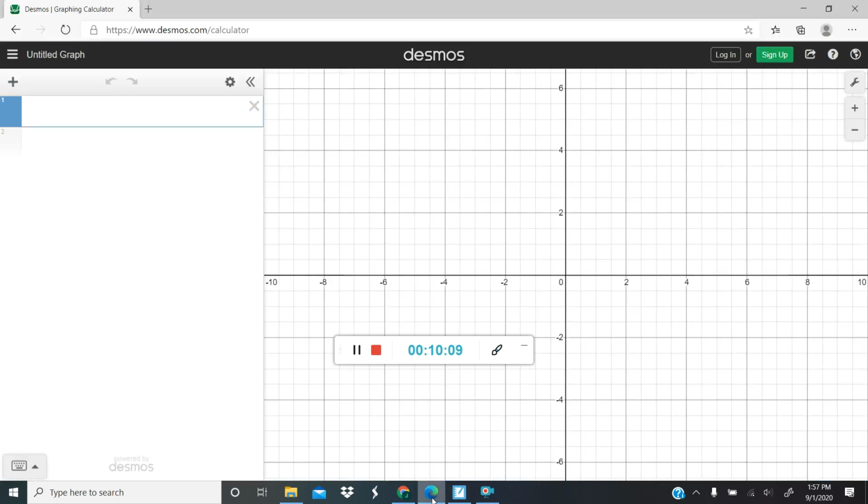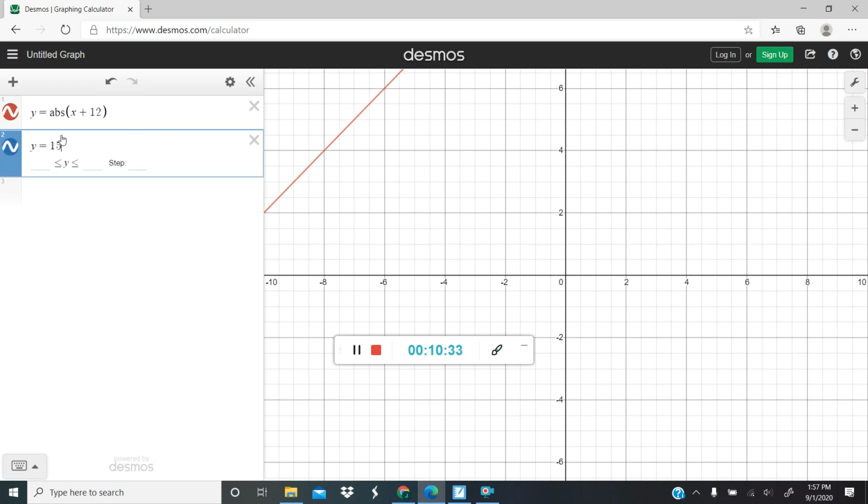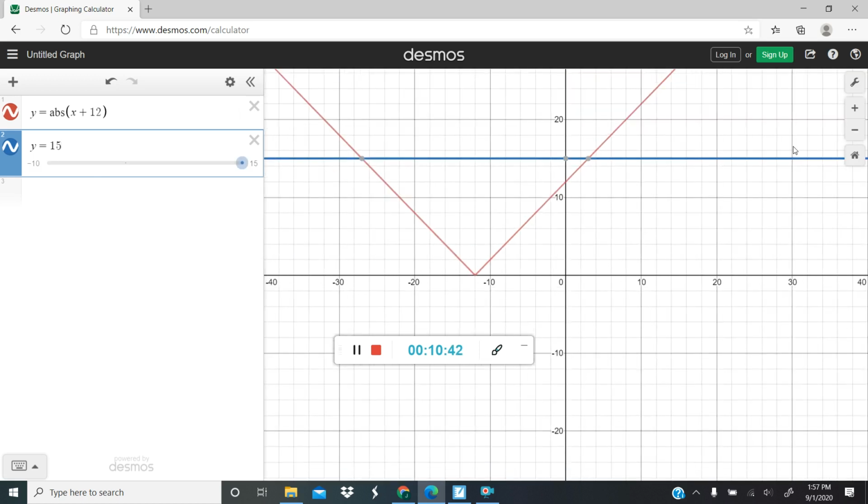So I'm going to come to Desmos, and, well, let me type y equals. I have the absolute value, and then instead of s, I'm just going to type x. It's the same thing. So I have the absolute value of x plus 12. And then in my second equation, I need y equals 15. And then as you can tell, there's not really anything I can see on the graph right now. But on Desmos, you can just hit this little minus button to zoom out until you can see something.